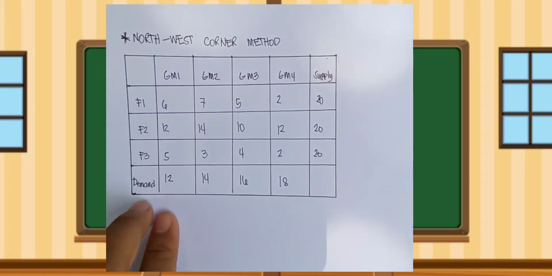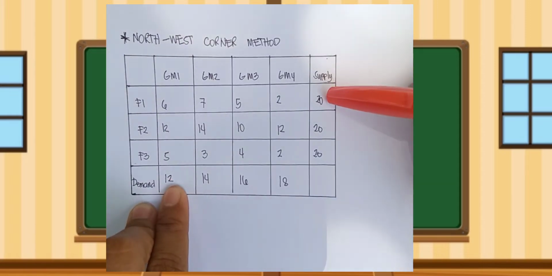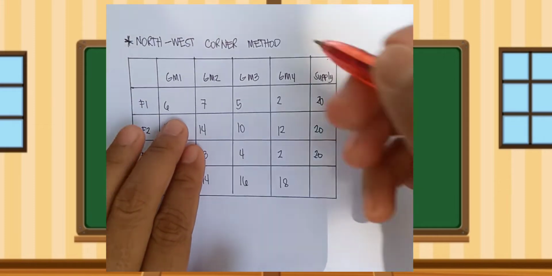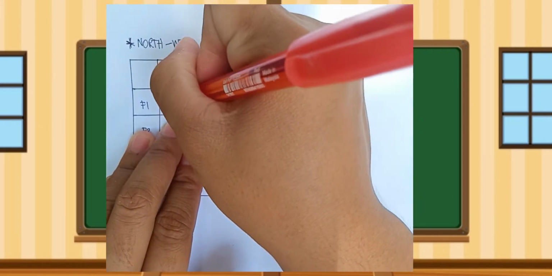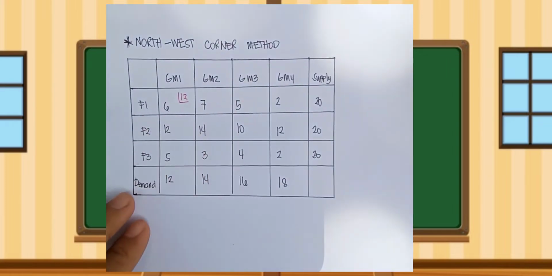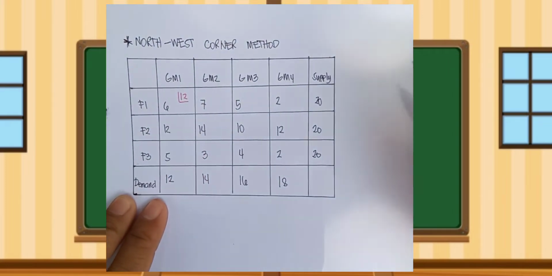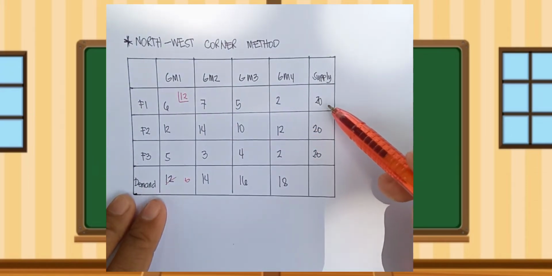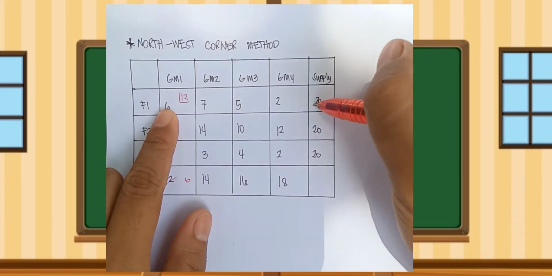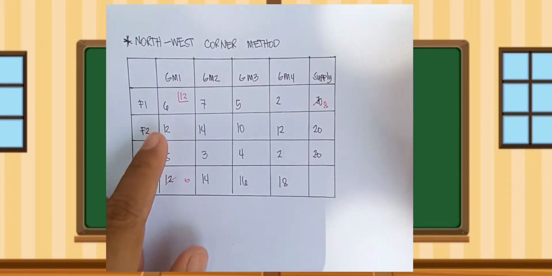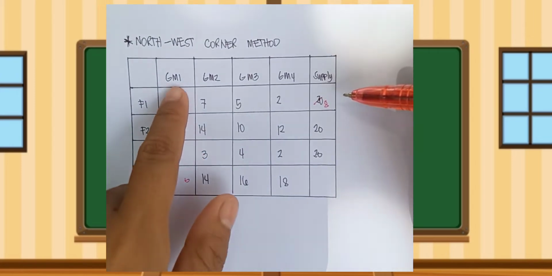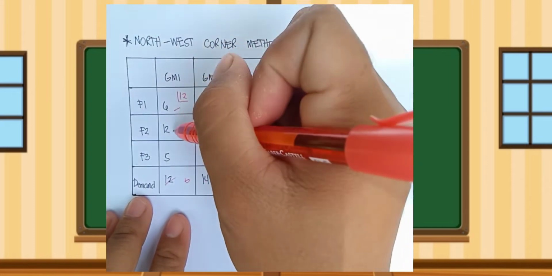So we have a demand of 12 and a supply of 20. So the minimum is 12. So we will put 12 inside the first cell, then 12 minus 12 is equal to 0. Then the supply 20 minus 12 is equal to 8. So we have a remaining supply of 8. So next, this column is satisfied.